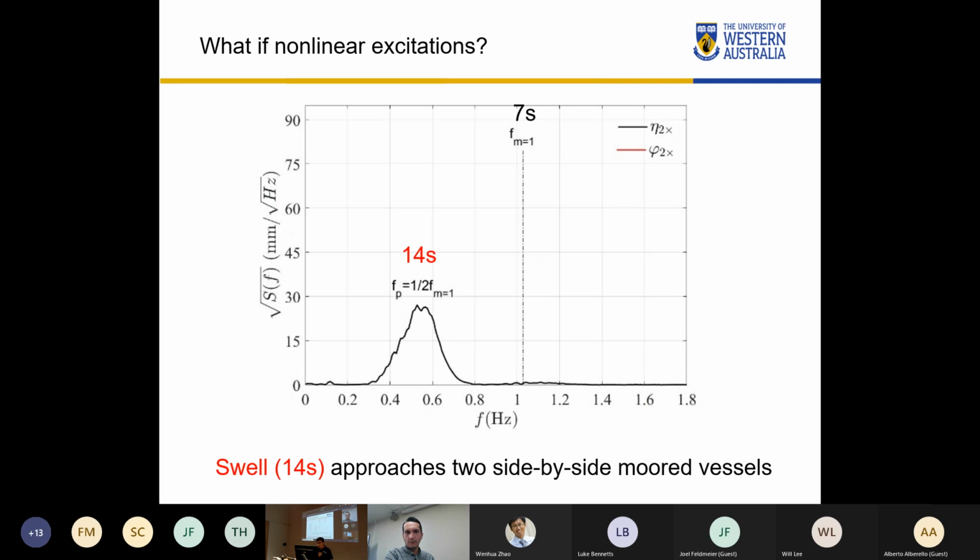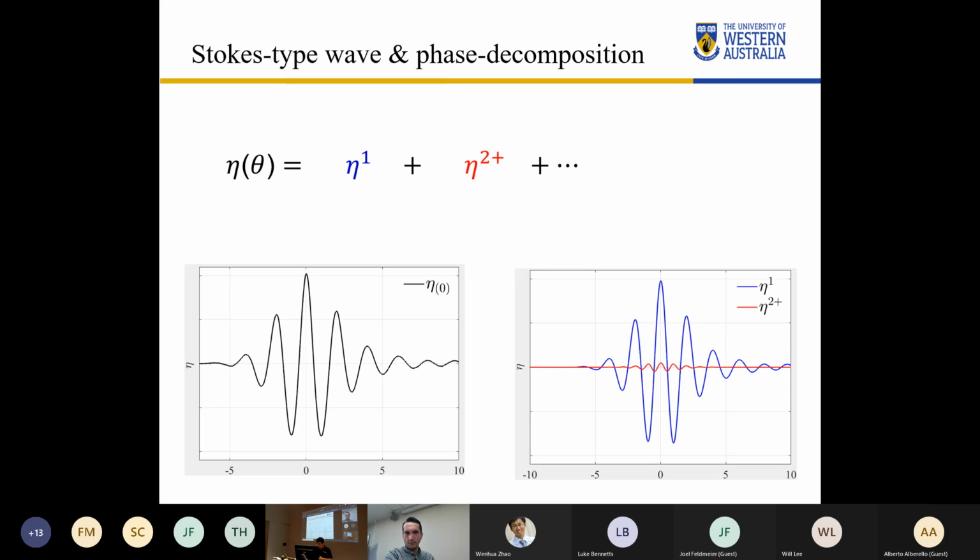So the question is, what if we have a nonlinear excitation, for example, the picture here, and I highlight the gap resonance mode, for example, the first gap resonance mode with the dashed line, and corresponding to the fourth scale, that's 7 seconds at fourth scale. And what if I have a 14 seconds wave, for example, swells from southwestern ocean, approach the two side-by-side vessels. By linear theory, we're gonna get nothing there, but due to the nonlinear excitations, we get something.